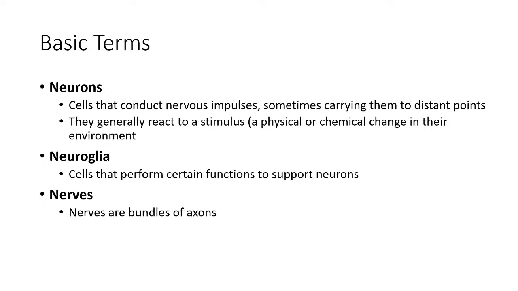All right, so neurons typically react to a stimulus, and this can be a physical or a chemical change in their environment. We'll talk about receptors in the senses unit a bit more. And then neuroglia are cells that support the neurons, right?